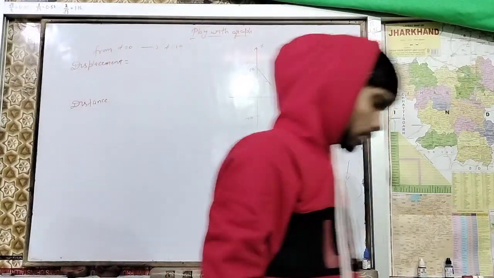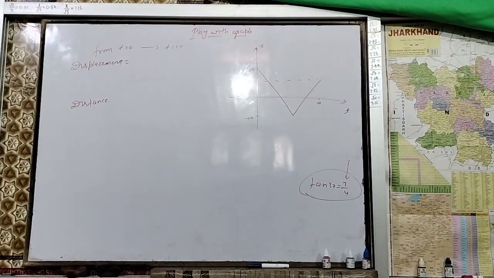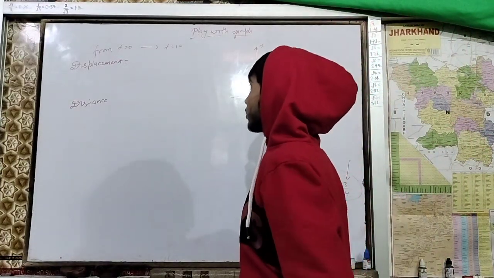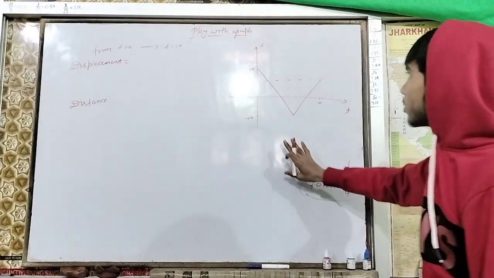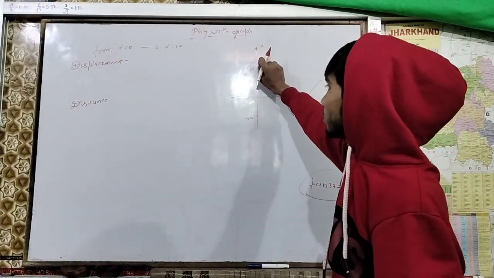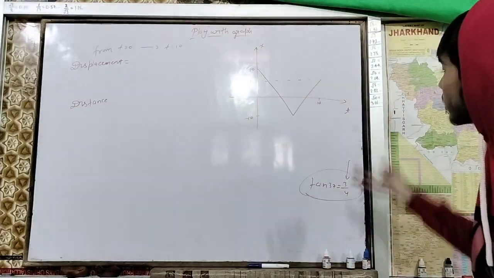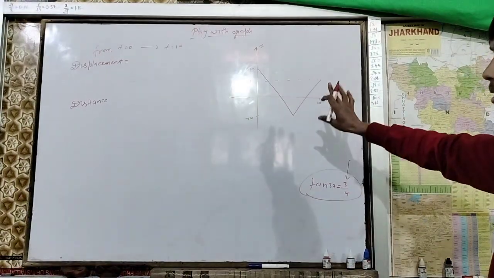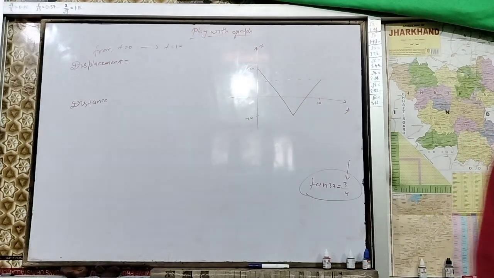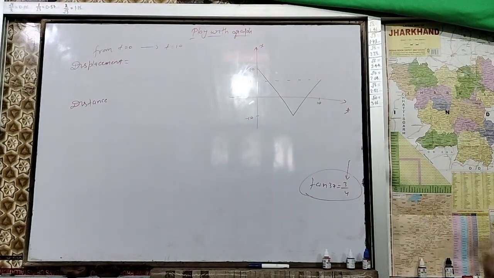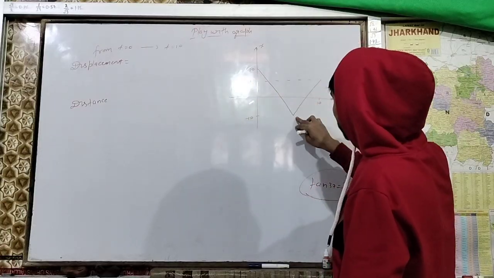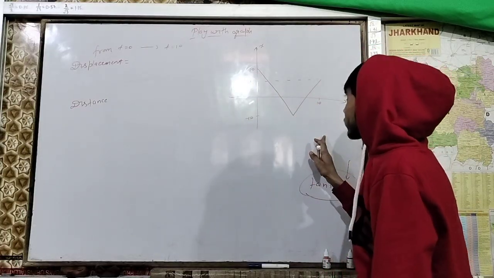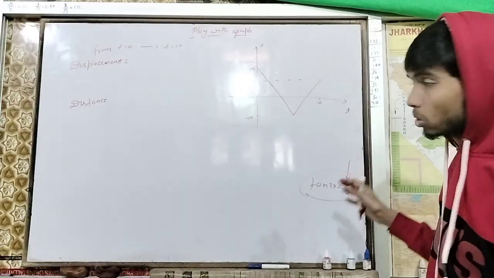This is our computation with a graph. The question is asking what would be the displacement and distance, and the graph is given like this. As we can see, there is a particle which is starting from here and going downward, then again going upward. It starts from 10 and then comes over here.